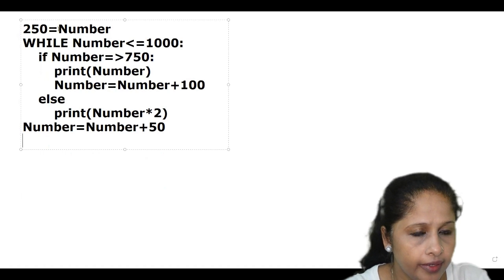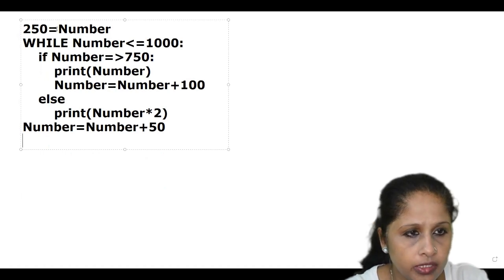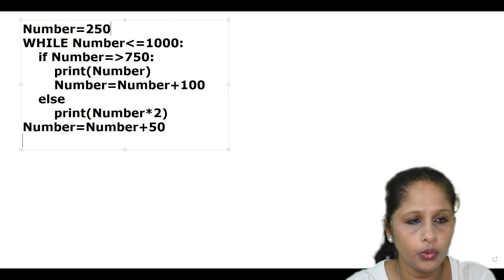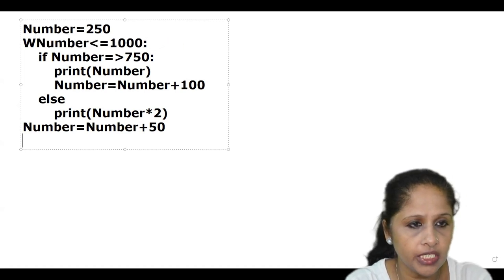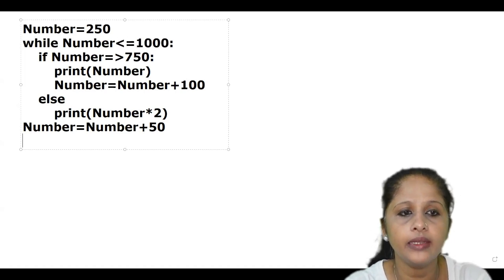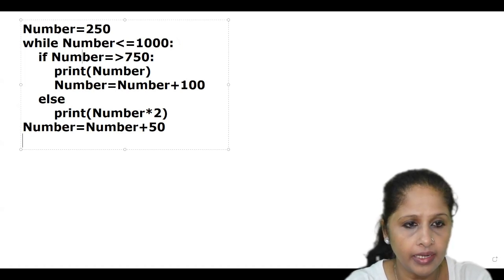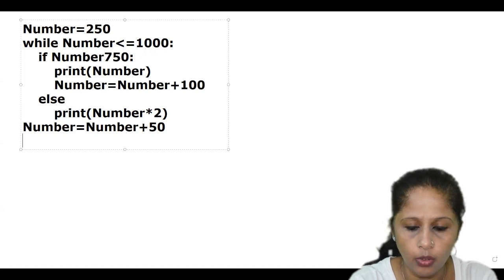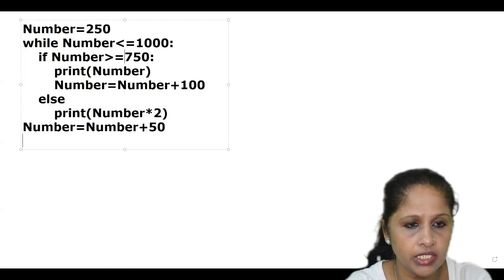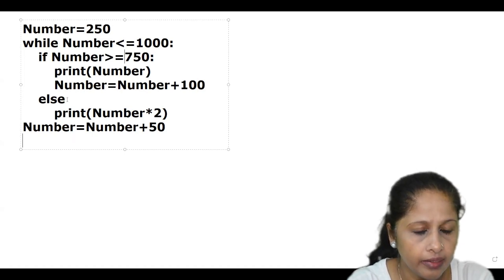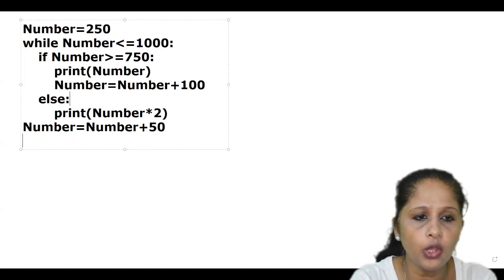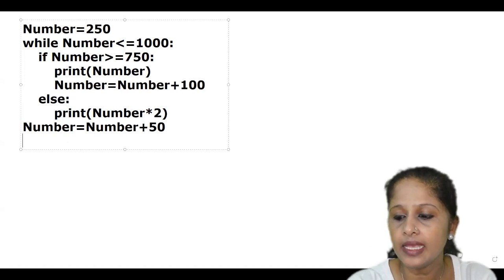So our first error is 250 equal to number, so this should be changed. Okay, so that is changed. So in the second line we have the error while is in capital letter, so you need to change it. So small letter, while number less than or equal to 1000. Then in the third line we had the error greater than or equal to, so that should be changed. Then print number is equal to number plus 100, no problem. Then here in the else part we are not giving any colon. So these are the errors.